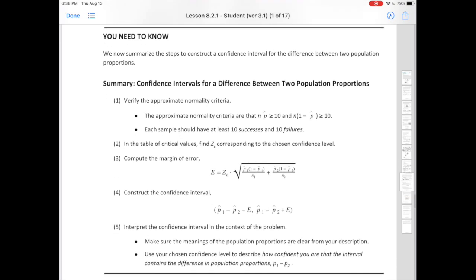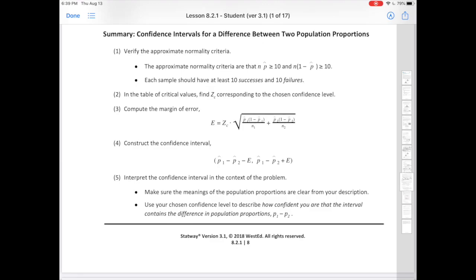So let's keep going here. Summary: confidence intervals for a difference between two population proportions. This summarizes everything that we just learned in this section. Step 1, you verify the approximate normality criteria. Remember, the criteria are that n times p hat is greater than or equal to 10, and n times 1 minus p hat is greater than or equal to 10. You need to do this for both P1 and P2. Also, notice that in confidence intervals, you don't use the real P because you don't know it. That's the whole point of doing this, right? So we use P hat when we don't have P. Remember that each sample should have at least 10 successes and 10 failures. That's really another way of saying this sentence.